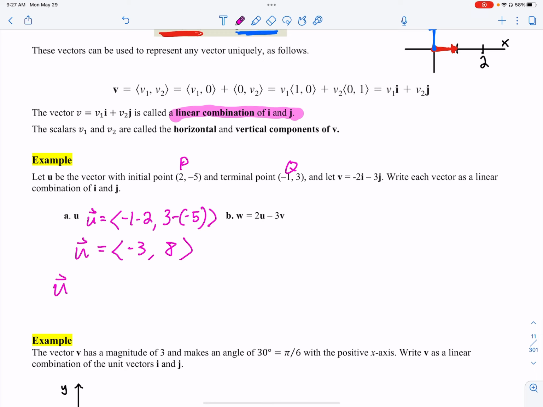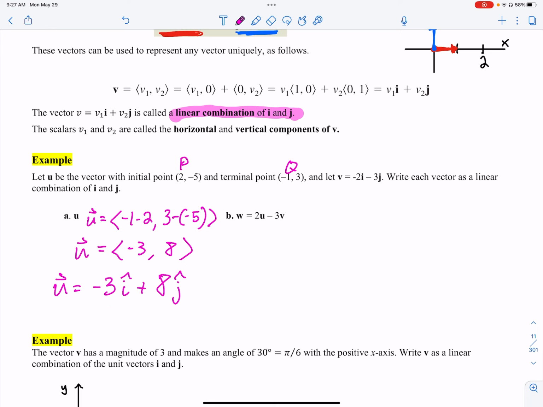If I want the linear combination form, I just do -3i with a hat, because it's a unit vector, plus 8j with a hat. We're done. That is the linear combination. It's a nice, easy change, but the whole point of this is that it's a little easier to deal with in an algebraic sense, where we're going to be doing things in calculus and algebra with it.